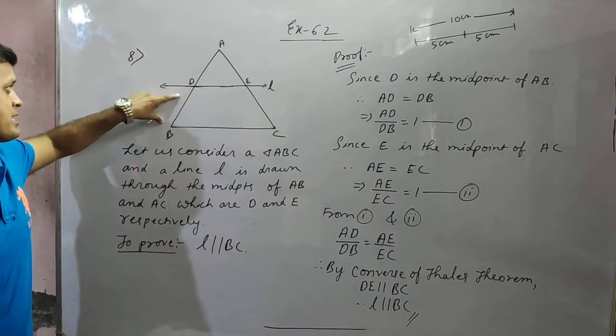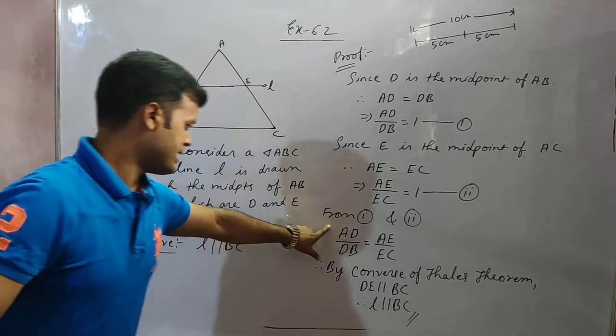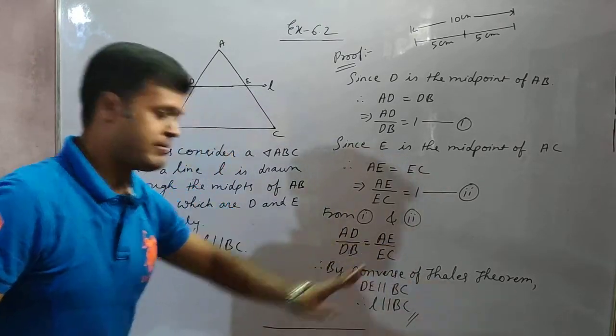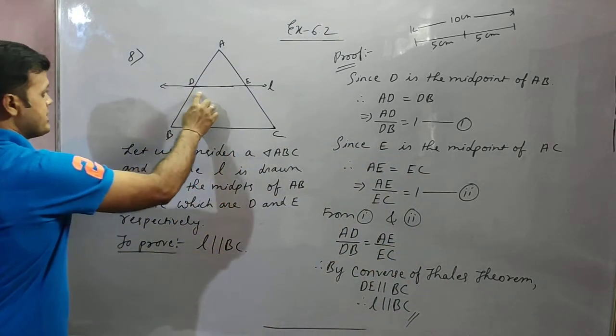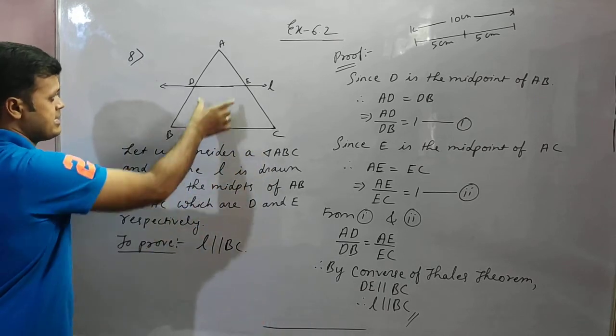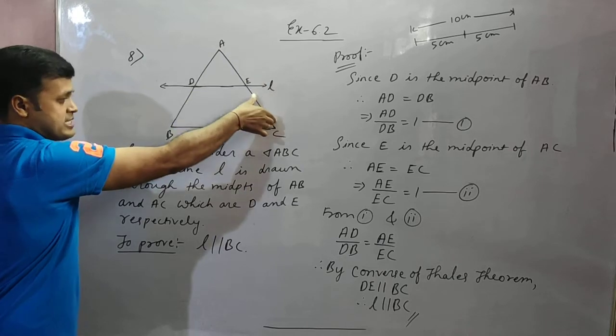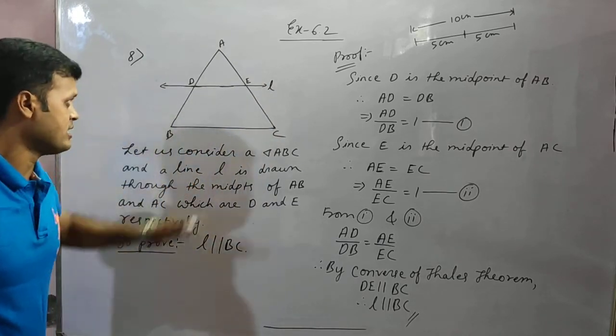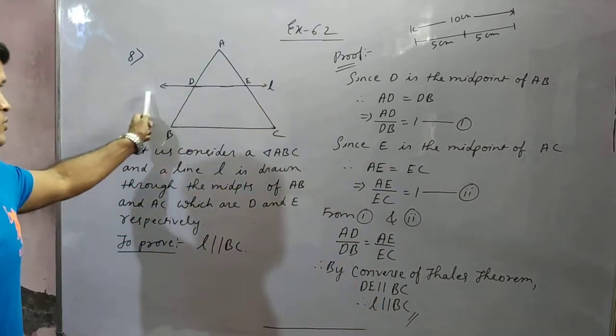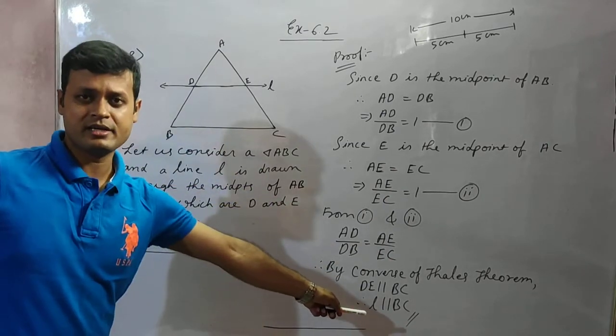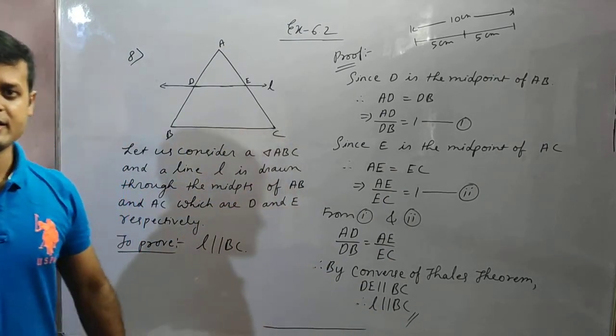So if AD by DB is equal to AE by EC, then by converse of Thales theorem we have DE is parallel to BC, isn't it? DE will be parallel to BC because AD by DB is equal to AE by EC. So if DE is parallel to BC, that means what? L is parallel to BC because D is a part of L only, isn't it?